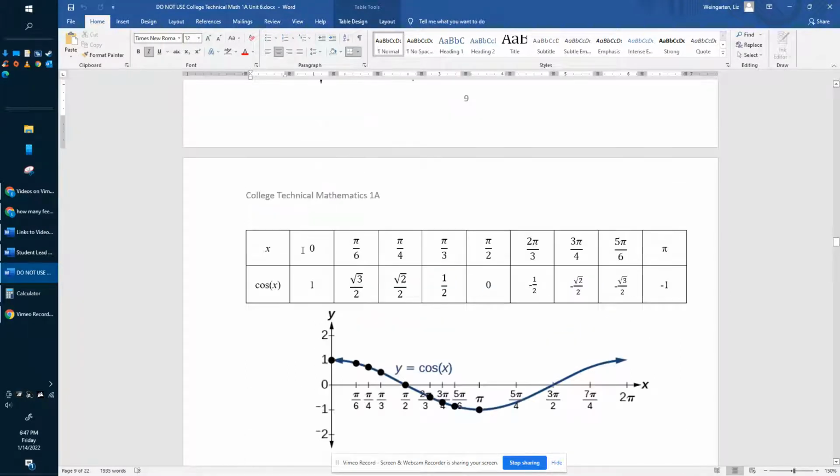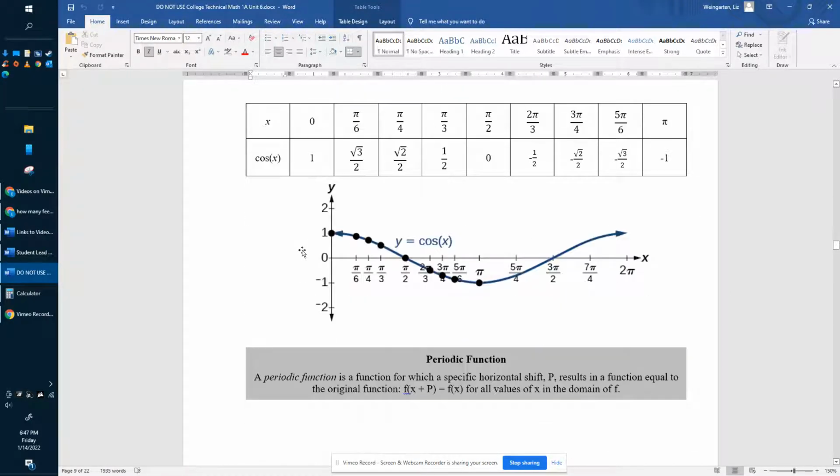Now, if you graphed these continuously as long as you possibly could, you would see they would just keep going up and down, up and down, up and down. That is what is called a periodic function. So a periodic function is a function for which a specified horizontal shift p results in a function equal to the original function for all values of x in the domain of f.